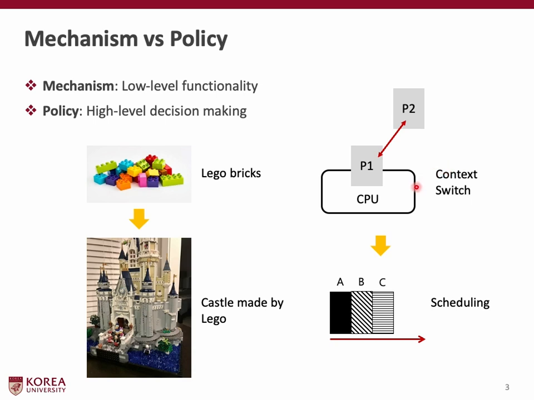In the same way, context switching, which we talked about last time, is the mechanism. It's the low-level operation the operating system uses to switch between processes. But deciding which process to switch to and when the switch should happen, that's handled by scheduling. And this is called policy.